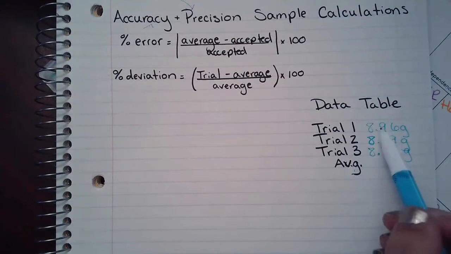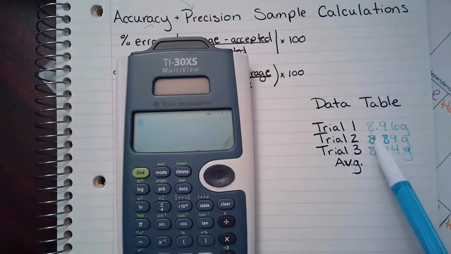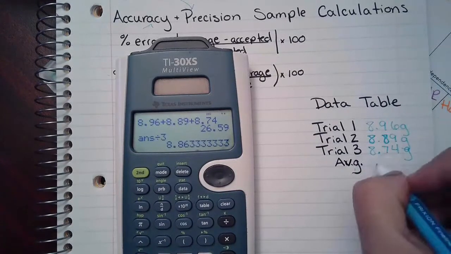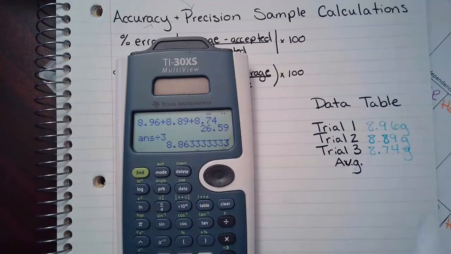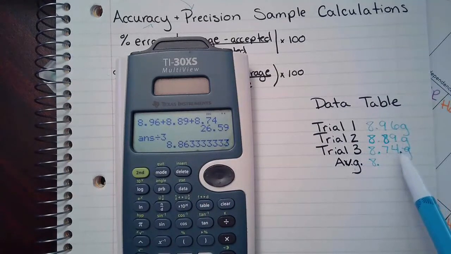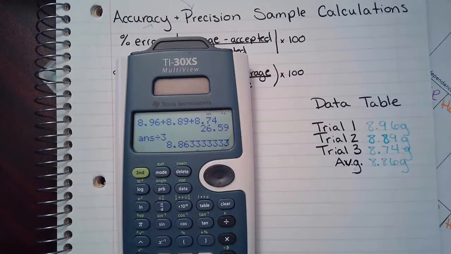Now we're going to take the average of all of our trials. An average, you'll remember from math, is the sum of all 3 trials divided by the number of trials. So we're going to add 8.96 plus 8.89 plus 8.74, and then divide by 3. This gives us an average of 8.86333333. But because of our significant figures, we can only report 3, because we were adding and then dividing. We can only report as many significant figures as we have in our original measurements. So we're going to report 8.86 grams, 3 significant figures for our math answer.